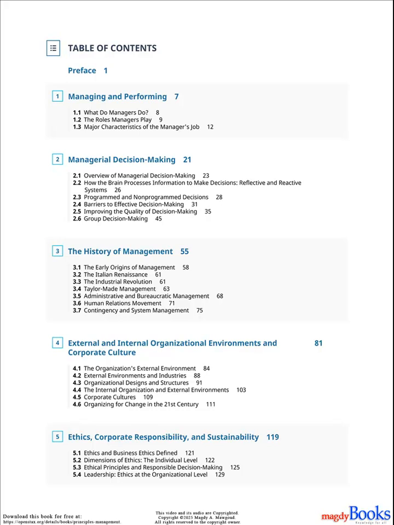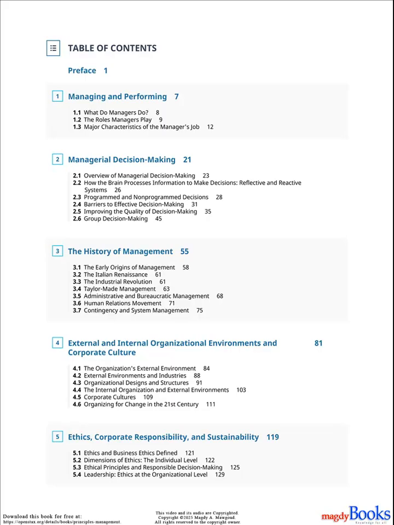Table of Contents. Preface. 1. Managing and performing. 1.1. What do managers do? 1.2. The roles managers play. 1.3. Major characteristics of the manager's job.